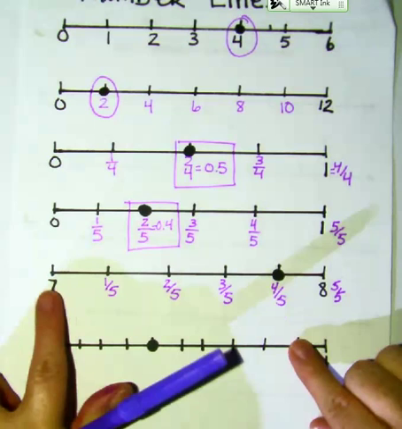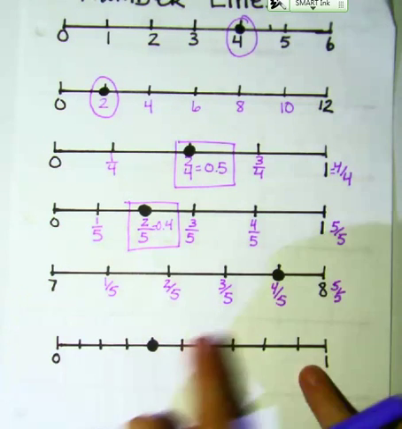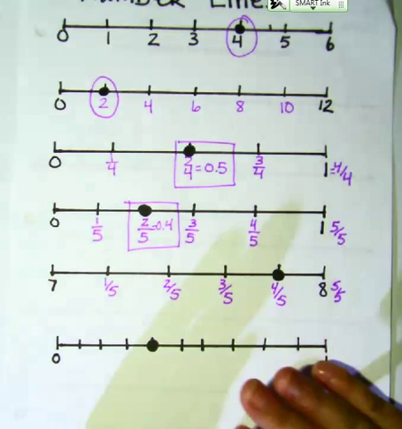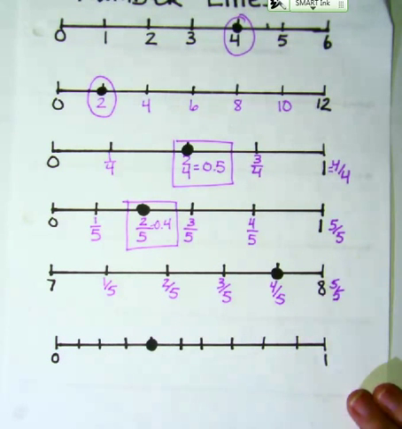It's 1 unit between 7 and 8. 8 minus 7 is 1. So this number line represents 1 whole unit. That's why this 8 can also be represented as 5/5.